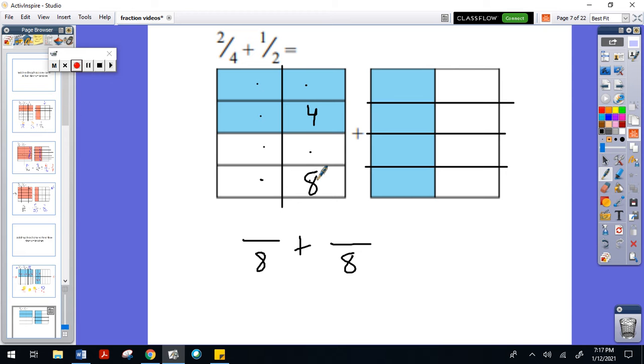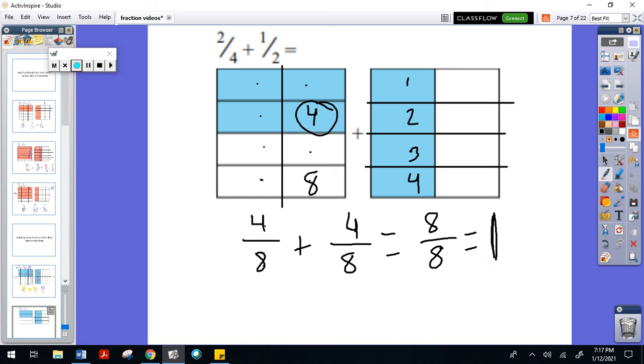So we have 8 pieces, 4 of which are colored in. Over here, we have 8 pieces, and 1, 2, 3, 4 are colored in, so 4/8. Now, if we add these together, the denominator stays the same, so 8 again. 4 plus 4 is 8. So 8/8 is equivalent to 1 whole. That means that 2/4 plus 1/2 is equal to 1 whole.